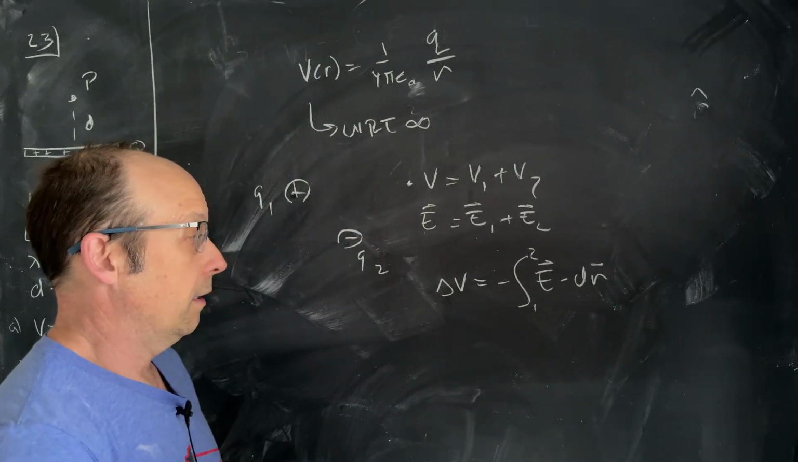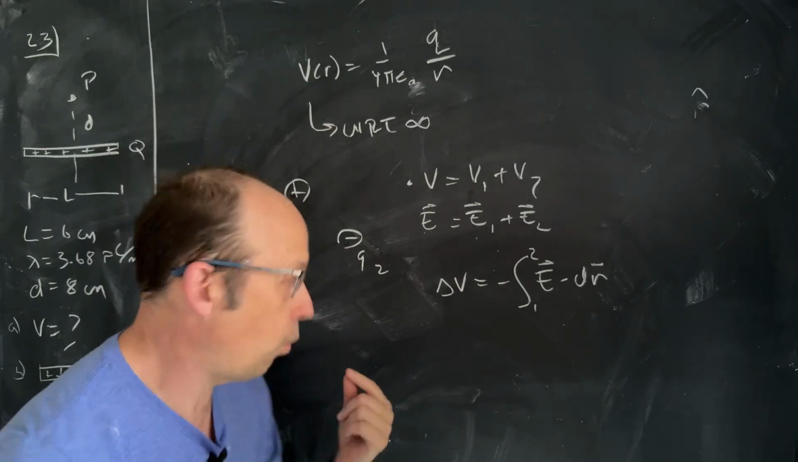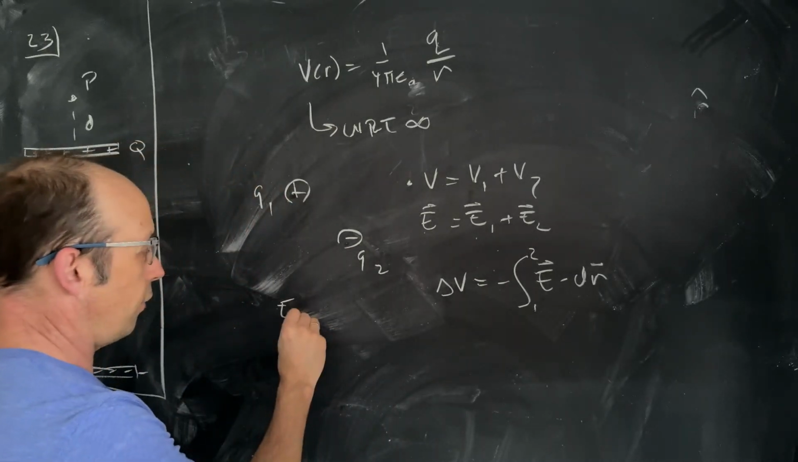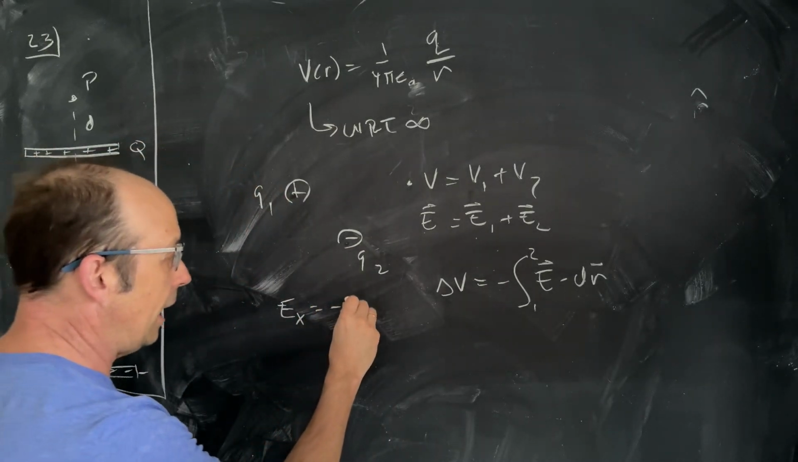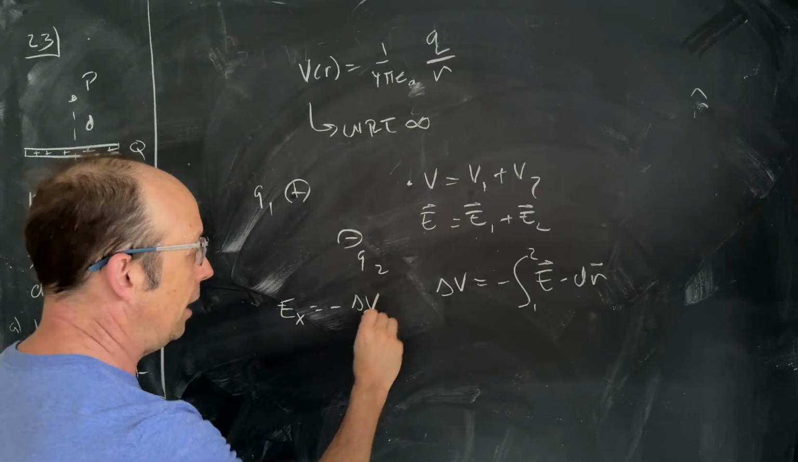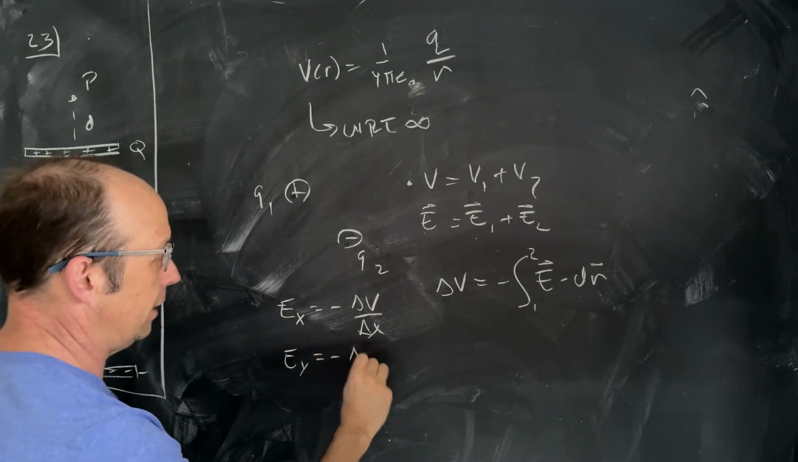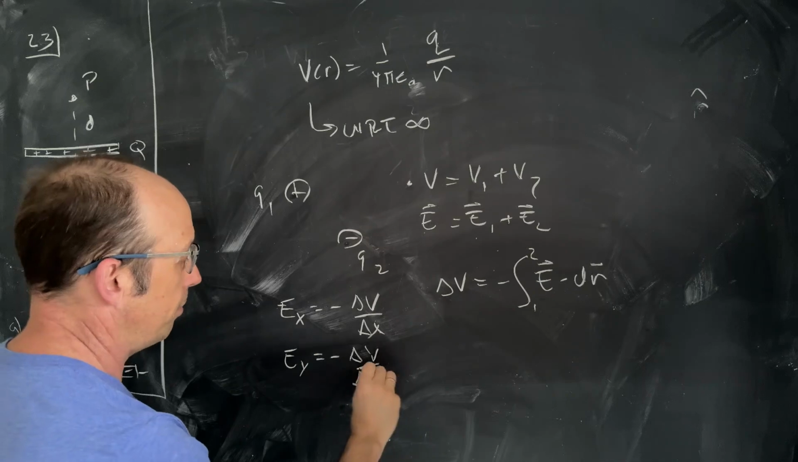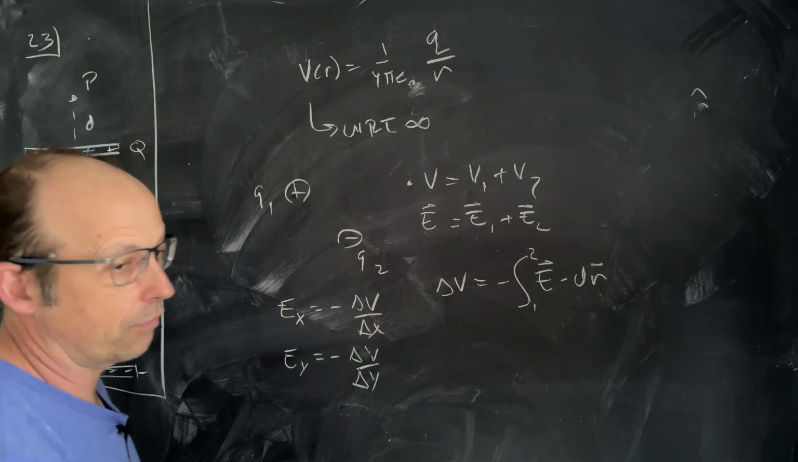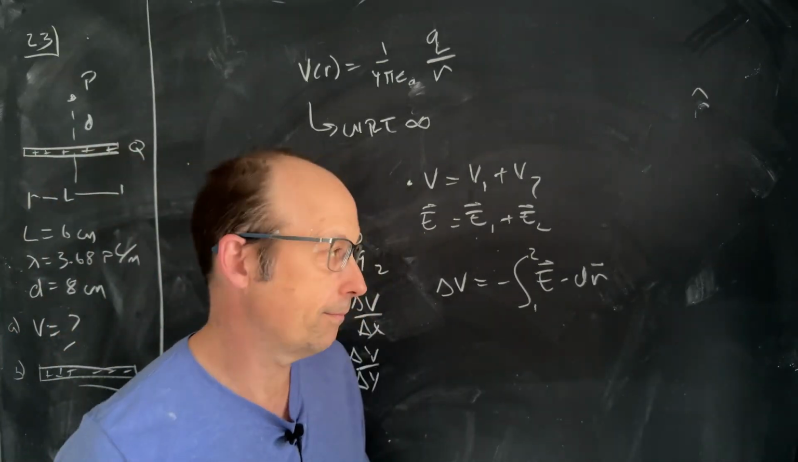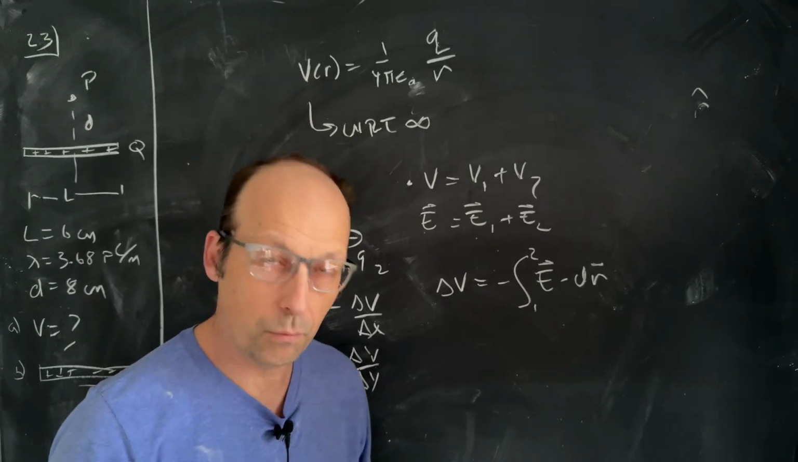Okay. Now, you can also go the other way. I can say the electric field in the x direction is negative the change in potential with respect to x. The electric field in the y direction is negative the change in potential with respect to y. Or you could make that as a derivative, and that's fine. That's good. We're good enough.